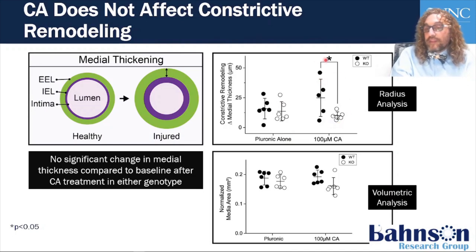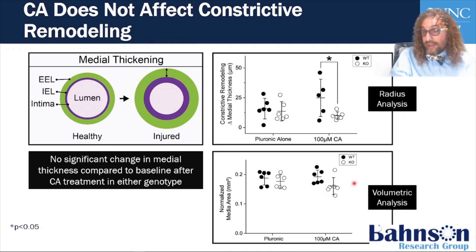There's a statistical significance there, but there's no significance between wild type treated with CA and not treated with CA, or knockout treated or not treated with CA. So even though there is this difference there, there is no evidence suggesting that CA actually influences negative remodeling in a Nrf2 dependent or independent manner.